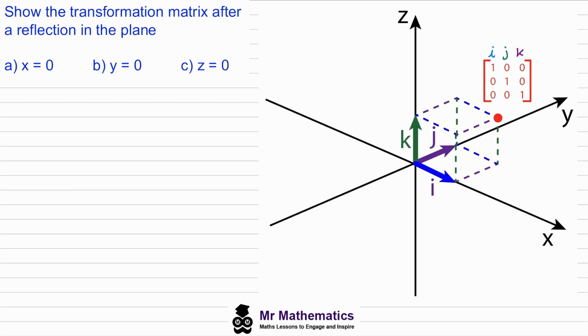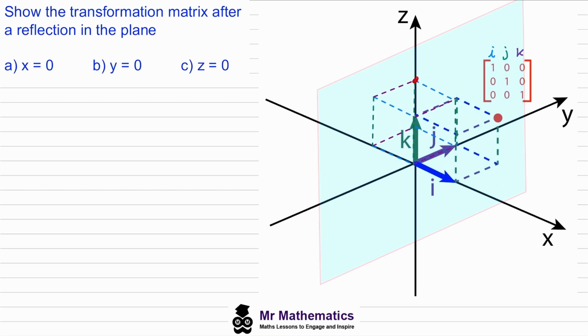Okay, so we've been asked to show the transformation matrix after a reflection in the plane x equals 0. This means we can have a change in y and we can have a change in z, but the x value must remain 0. So the plane will look like this. Can you see that the y value can change and the z value can change, but the x value always remains 0. So when we reflect the point in this plane, it will be reflected to the other side.